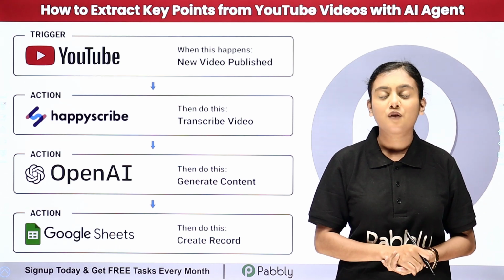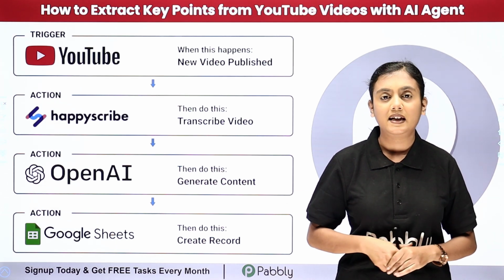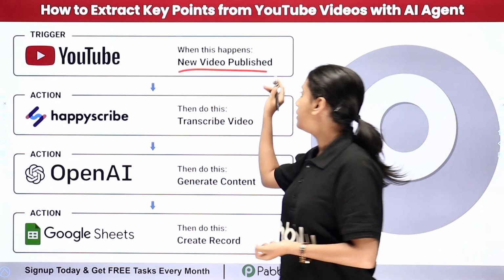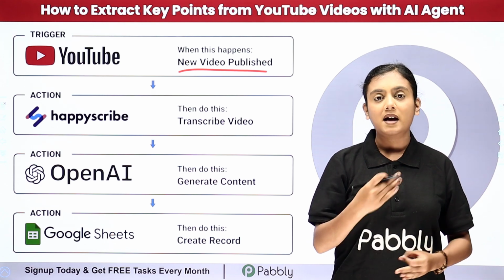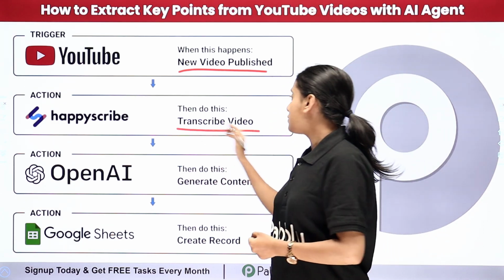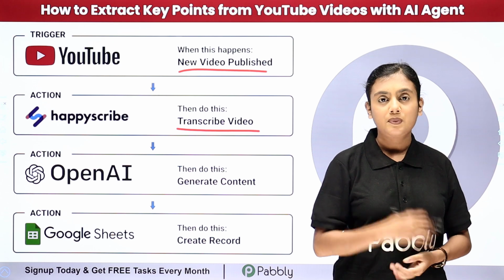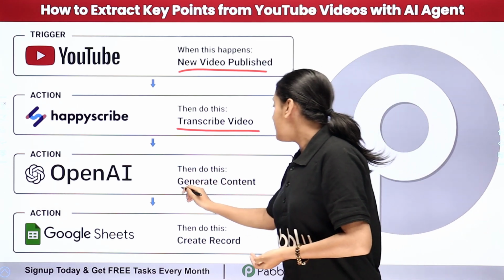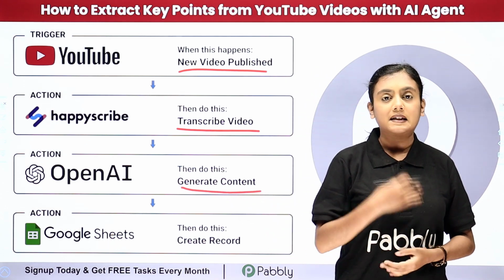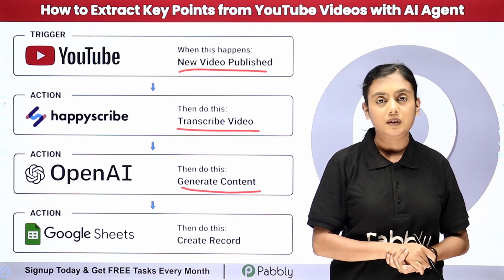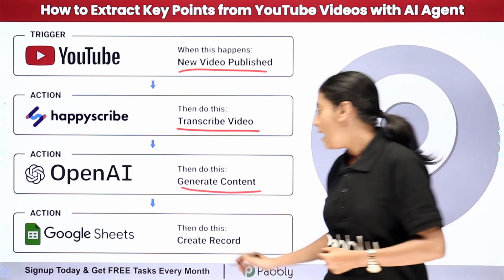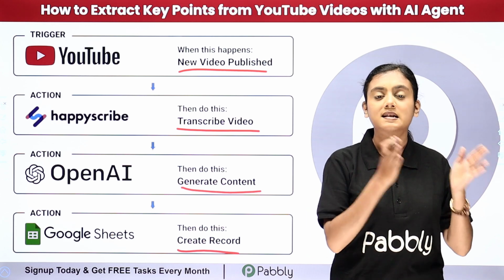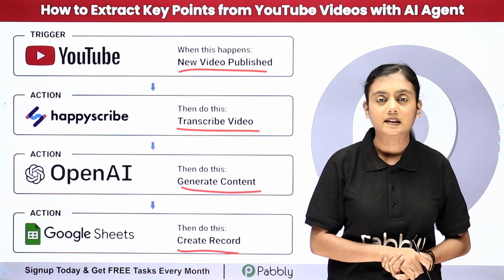So for this process, I have created an AI agent. How this agent works is that as soon as I publish a new video on my YouTube channel, automatically a transcript of that video is going to be created using Pabbly Scribe. And as the transcription is created, an AI agent is going to generate the content like the summary and the key points of the video. And as that happens, I'm going to create a record of that in my Google Sheets to manage all the details in a systematic and tabular form.